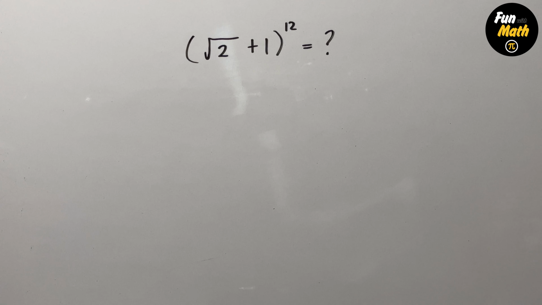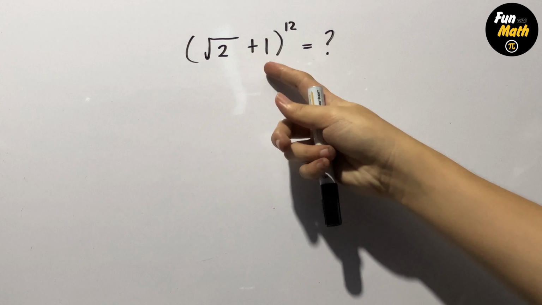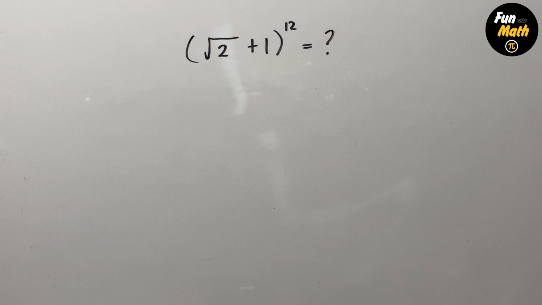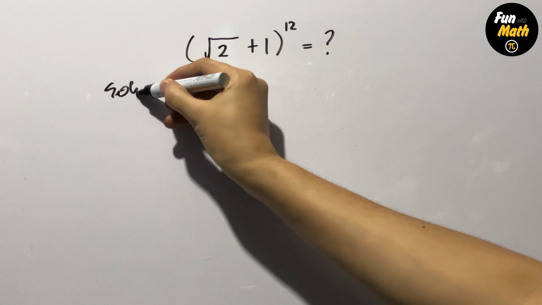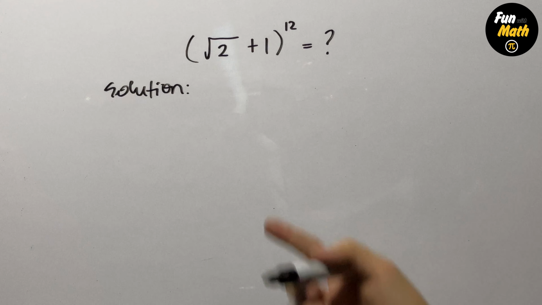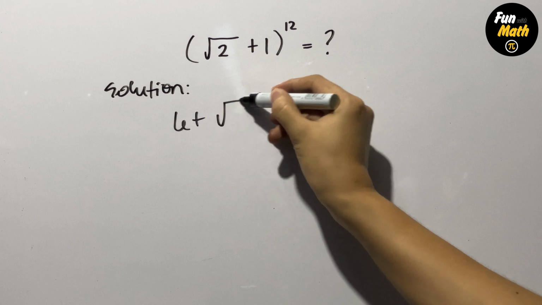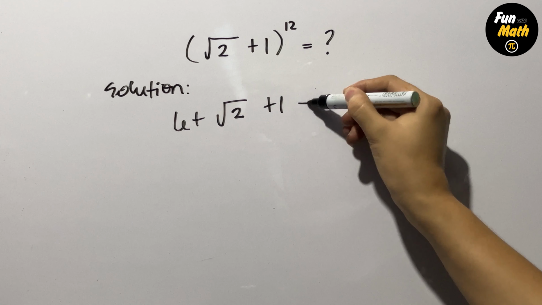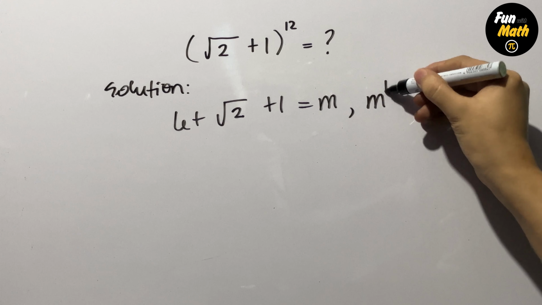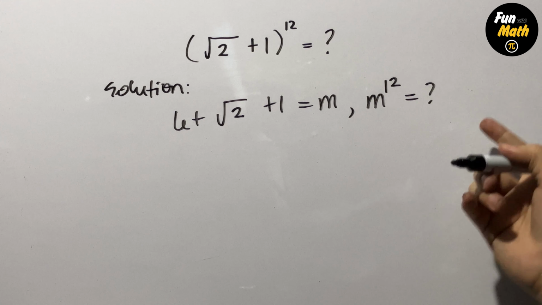Here's a nice problem. Square root of 2 plus 1 whole to the power of 12 is what? So here's the solution. First, we can let square root of 2 plus 1 be equal to m. So m to the power of 12 is what?